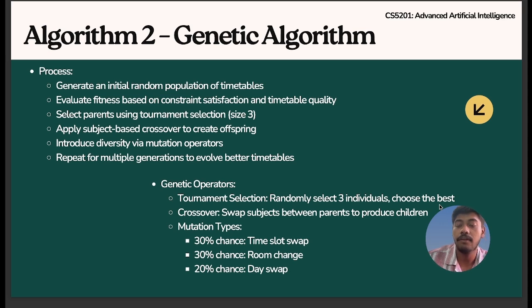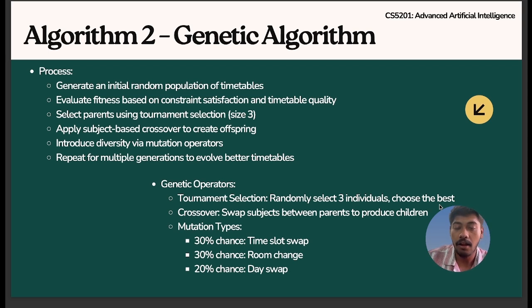The first one is tournament selection, which has size 3. The second one is subject-based crossover, where the child inherits each subject from each parent. And there are three types of mutations. The first one is time slot swap, which has a 30% chance. The second is room change, which also has a 30% chance. And the third one is day swap, which has a 20% chance.